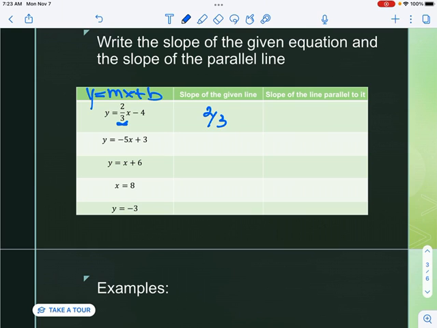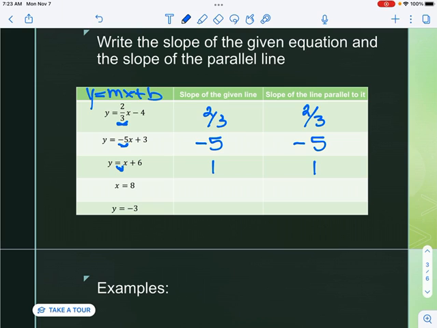So now what would be the slope of the line parallel to it? And remember, our slopes have to be the exact same. So my slope would be 2/3. Here I find x. There's my slope. So my slope of the line given is -5. The slope of the line parallel to that is the exact same, which is -5. Here, my slope is a +1. So my slope of the line parallel to it is a +1.